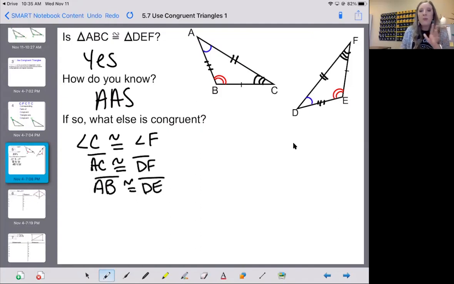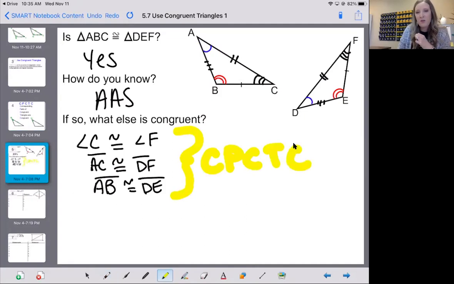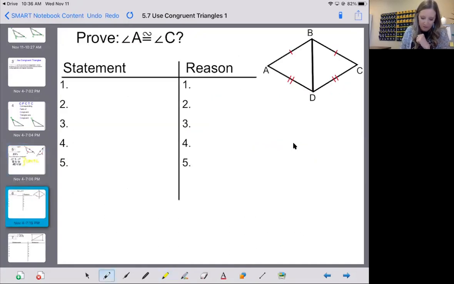All right, so because the triangles were congruent by angle, angle, side, we could say all of this new information is also true. And that is by CPCTC. That's what allows us to do that. Corresponding parts of congruent triangles are congruent. Okay, so we're going to do 2 proofs and then we will actually be done for today.